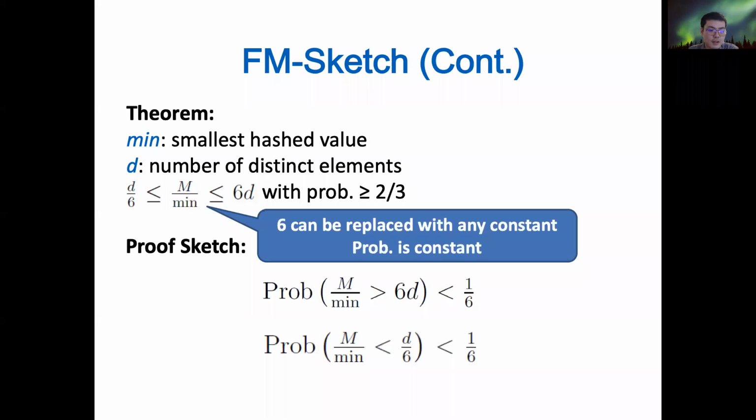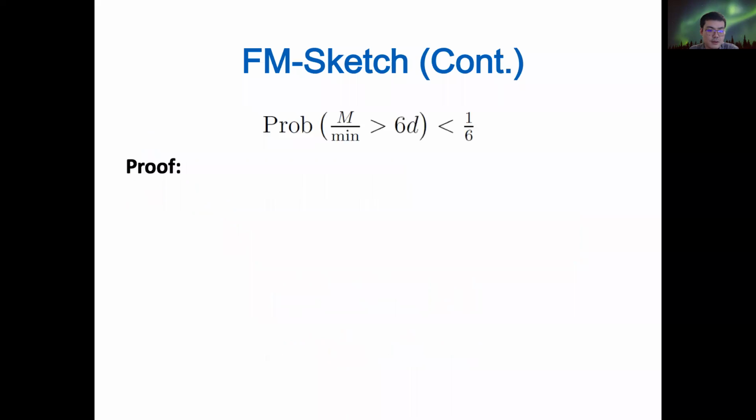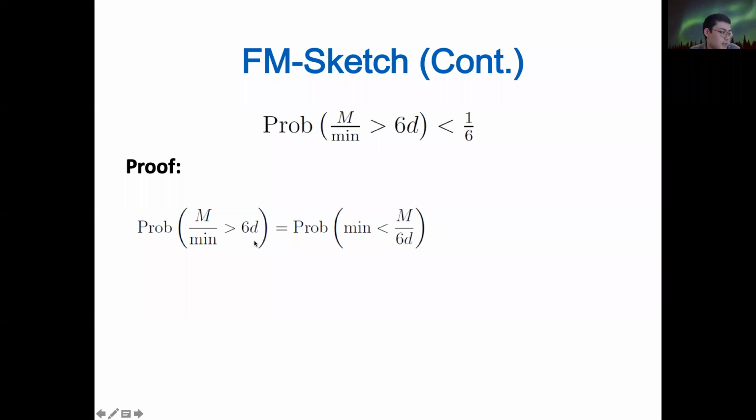So first, let's look at this side, 6d. How can we prove this? We just do a simple move, the right hand side, 6d, to the left hand side, so we'll get this. And what does this mean? This is the interesting part. What does it mean that the min is less than this? Min is the minimum hash value.